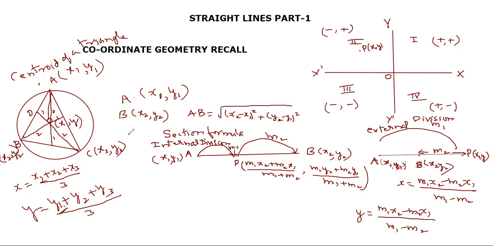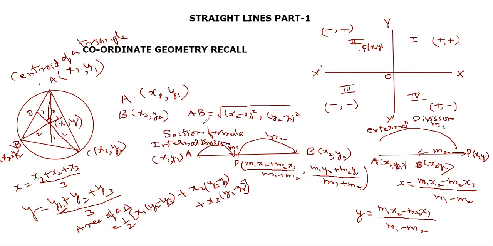After this, area of a triangle. We have studied the area of a triangle in terms of coordinates. It is half of x1 times y2 minus y3, plus x2 times y3 minus y1, plus x3 times y1 minus y2. So this is the formula for the area of a triangle. All these things we have studied before.